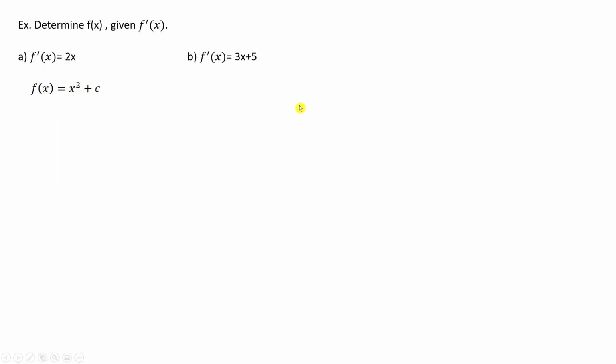Let's try another one. What has the derivative of 3x plus 5? If you look at what happened over here, the x became an x squared. So this is going to be a 3x squared. But then we're going to have to divide by 2, because when you take the derivative, you multiply by 2. A little bit tricky. What has the derivative of 5? Oh, 5x does. Derivative of 5x, you multiply by 1, and then we add the c.